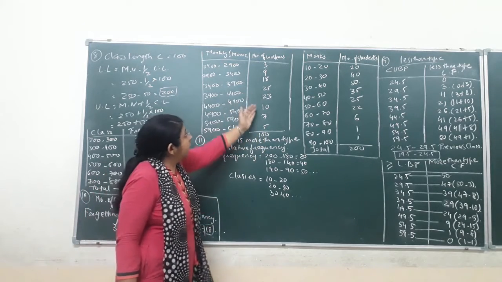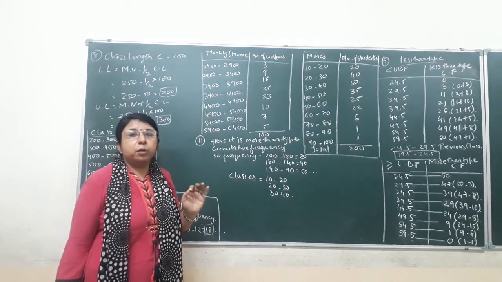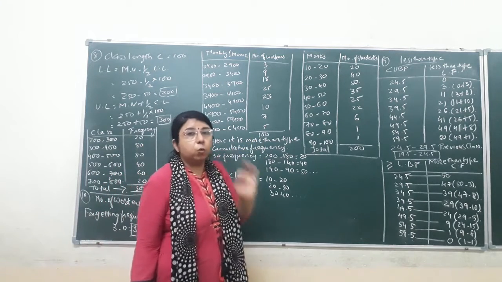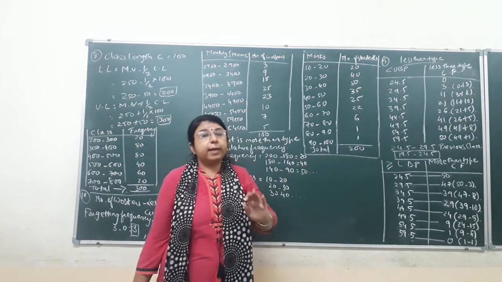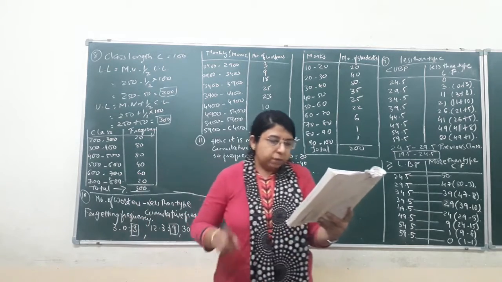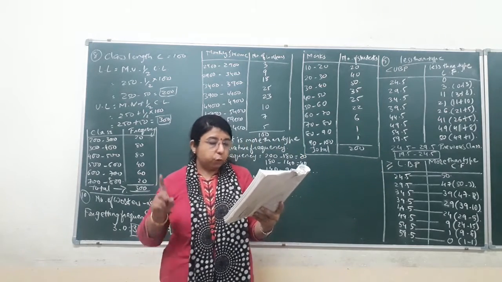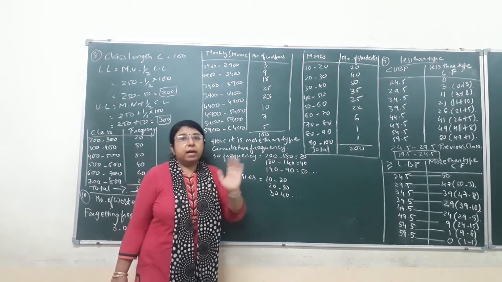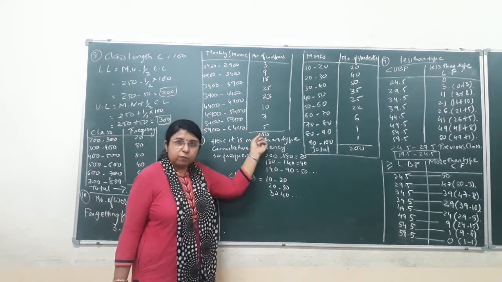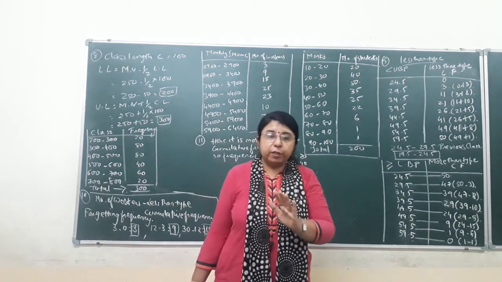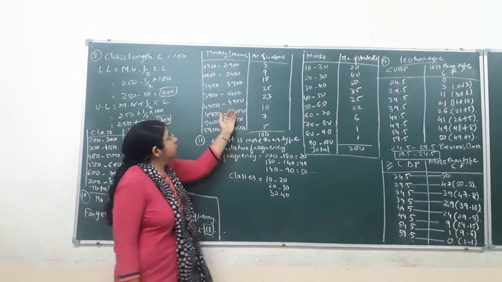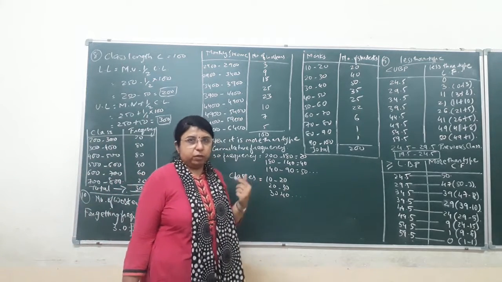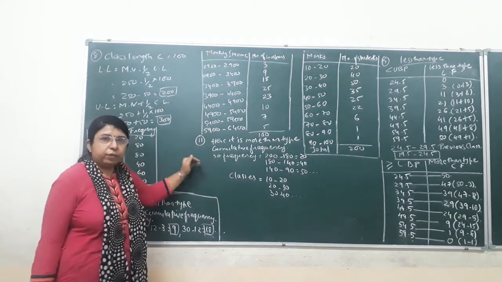So in this way you have to find the original frequency from the less than type cumulative frequency given in the question. And always the total of the frequency will be equal to the last value of the less than type cumulative frequency. Students, you can see the last cumulative frequency given to you is 100, and the total of the original frequency is also 100. It means our answer is correct. Always the total of the original frequency and the last cumulative frequency will be equal. So in this way we have found how to convert less than type cumulative frequency into original frequency. Now in the same way, the next question I have taken is the 11th question.